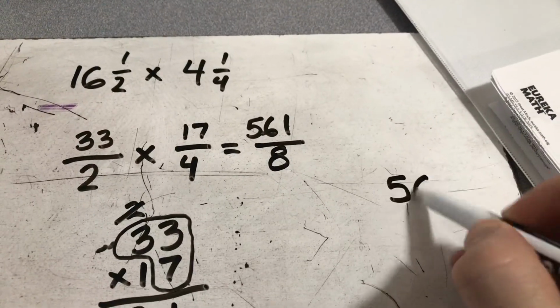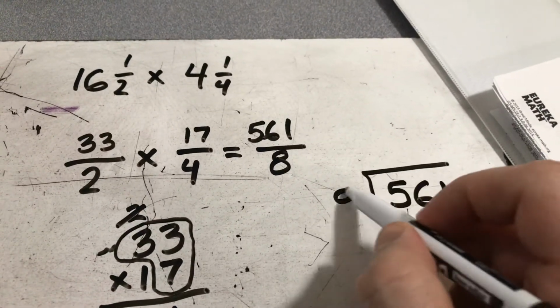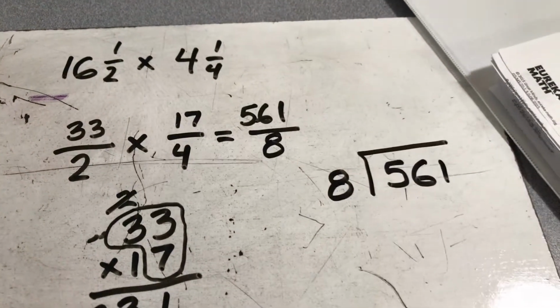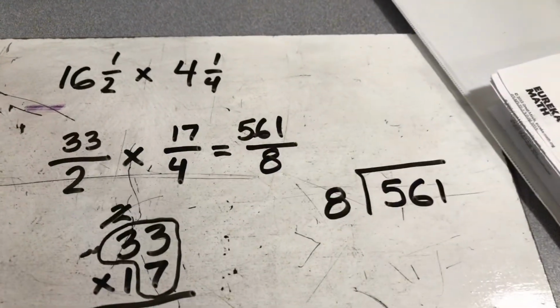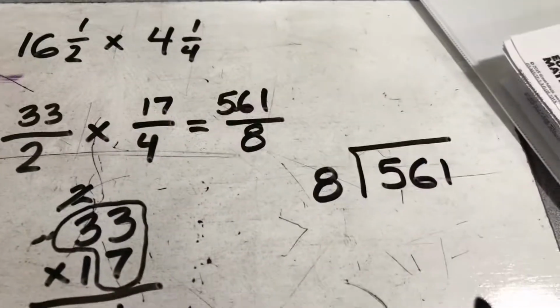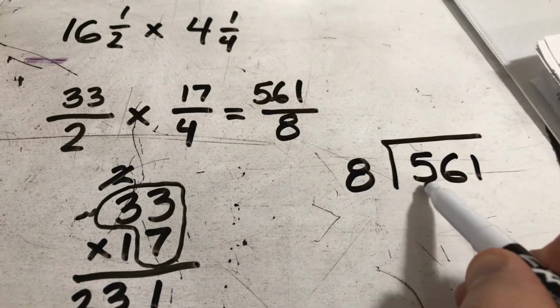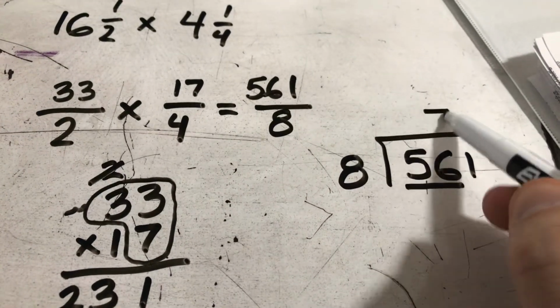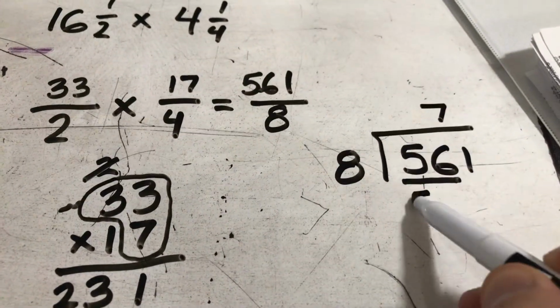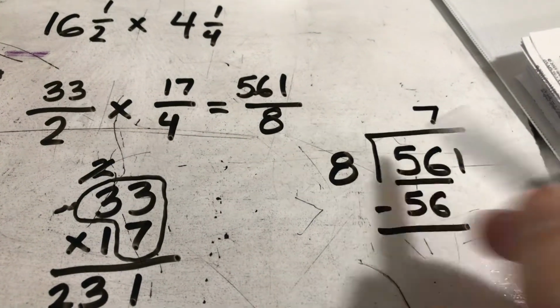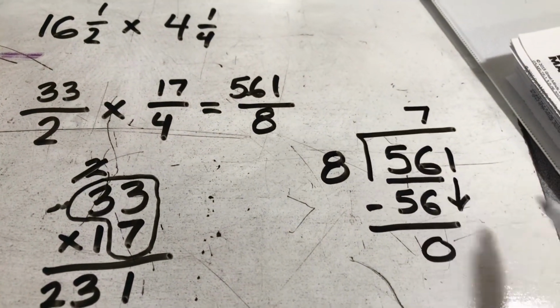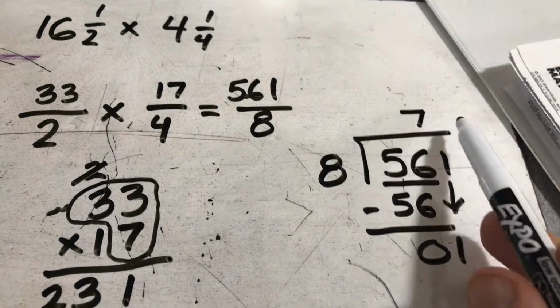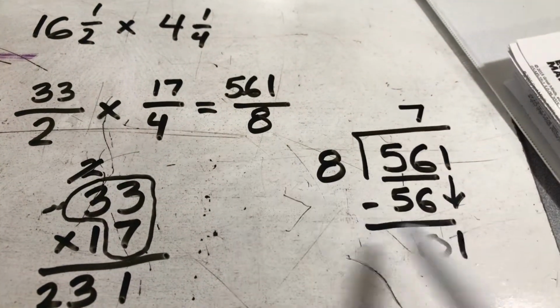So 561 divided by 8. Remember, this is the second strategy to solving that problem. So if you like the area model better, if you feel it's easier, go ahead. If you think this strategy is easier, go ahead. Definitely. Does 8 go into 5? No. Does 8 go into 56? Yes. How many times? 7. Goes right above this 6. Becomes 56. Subtract 0. Bring down your 1.